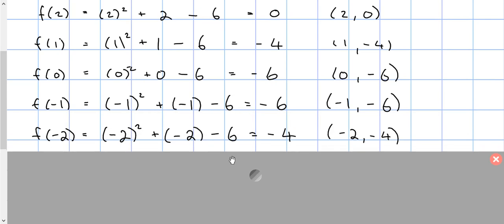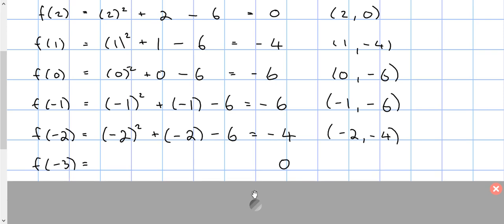Let's look at minus 2. So we've got minus 2 squared, which is 4. Add negative 2 gets you to 2. And then you take away the 6 and you get minus 4. And then you can carry on from there and finish it in your own time.